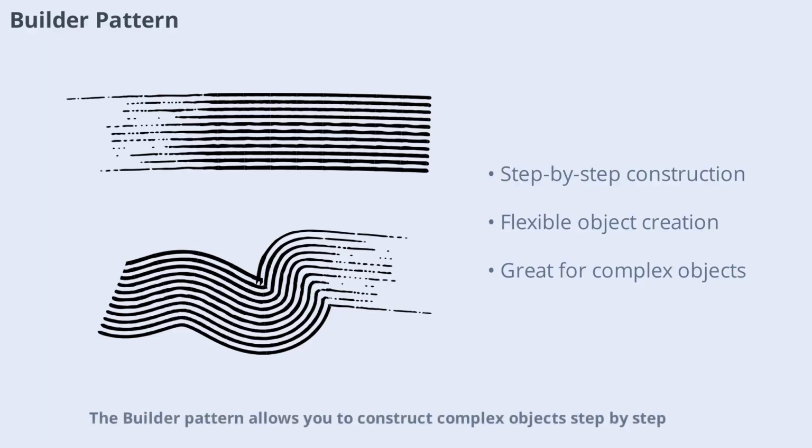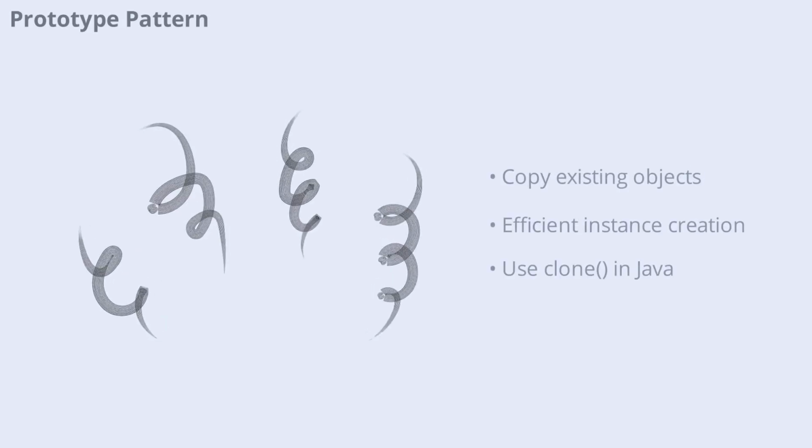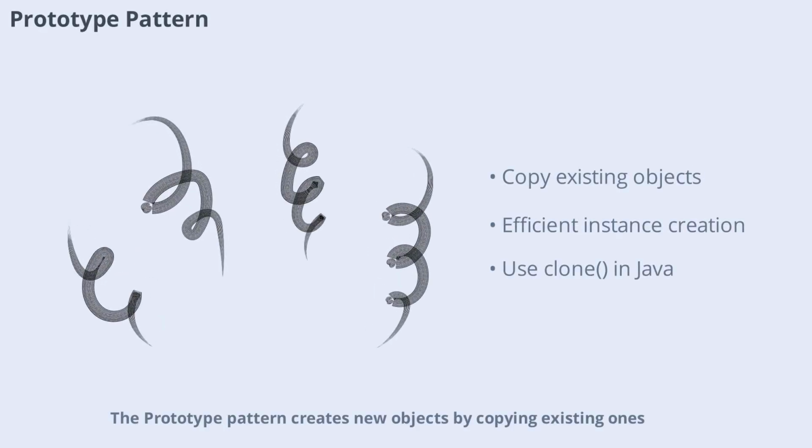The builder pattern allows you to construct complex objects step by step. It separates the construction of an object from its representation, so the same construction process can create different representations. This is especially useful for objects with many optional parameters or configurations. In Java, the builder pattern is often used for creating immutable objects, like those in the JavaBeans or string builder classes. The prototype pattern creates new objects by copying existing ones, rather than creating them from scratch.